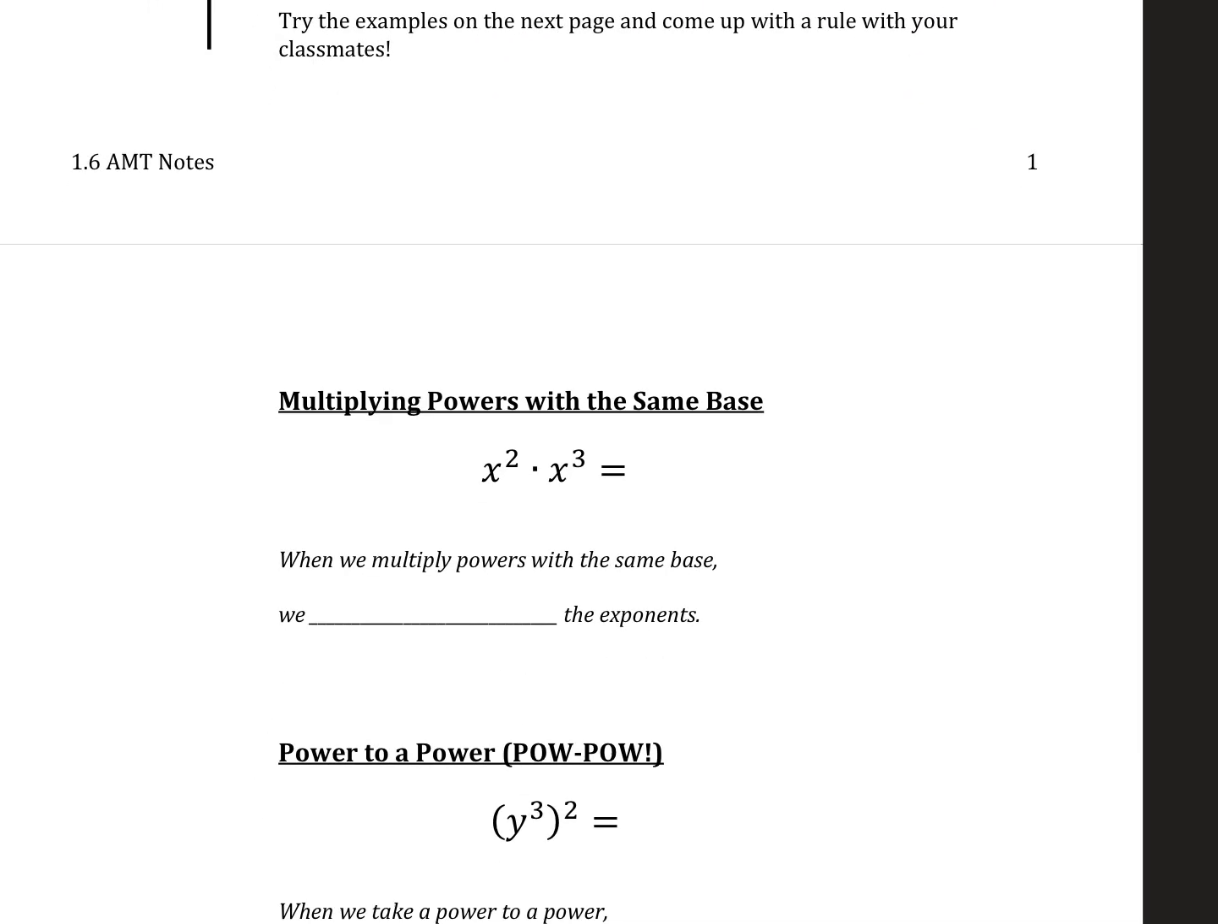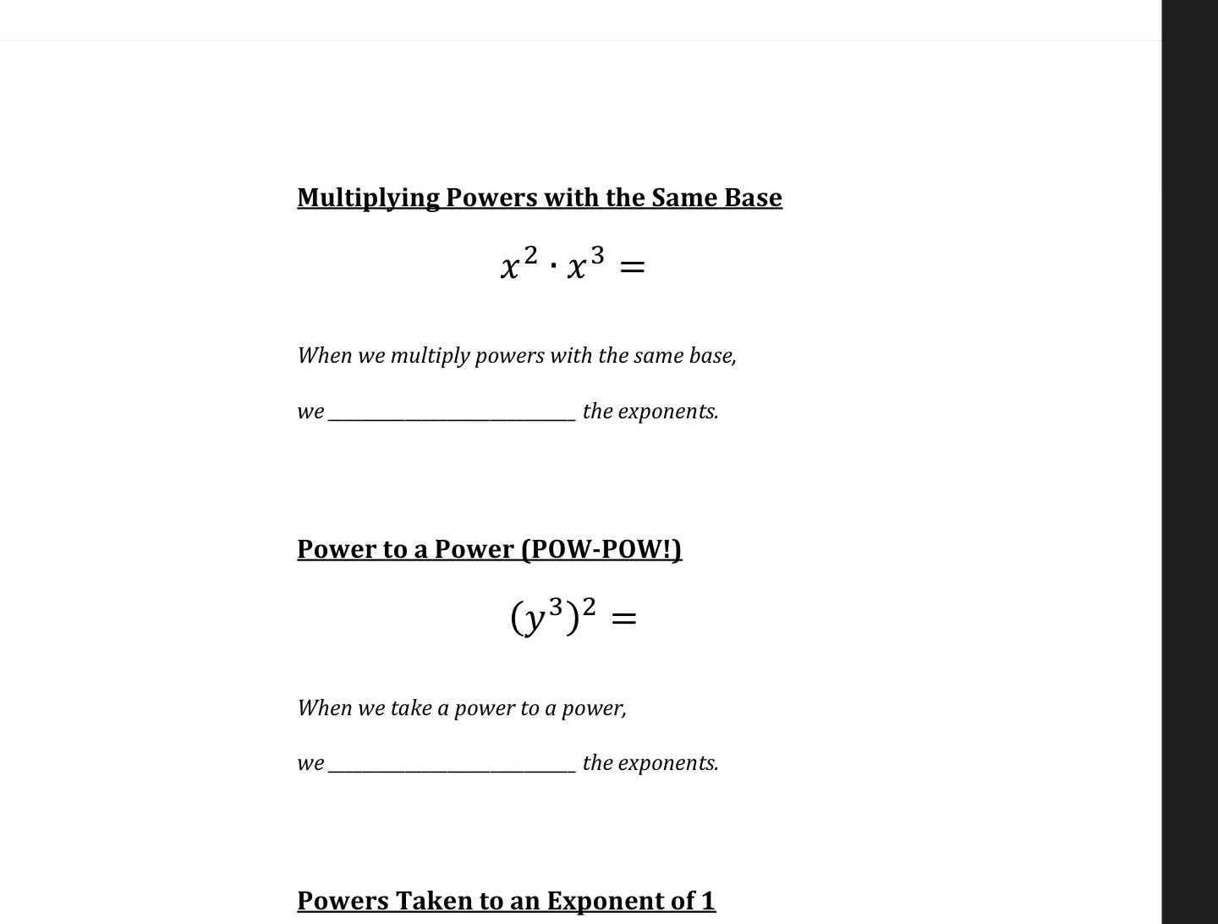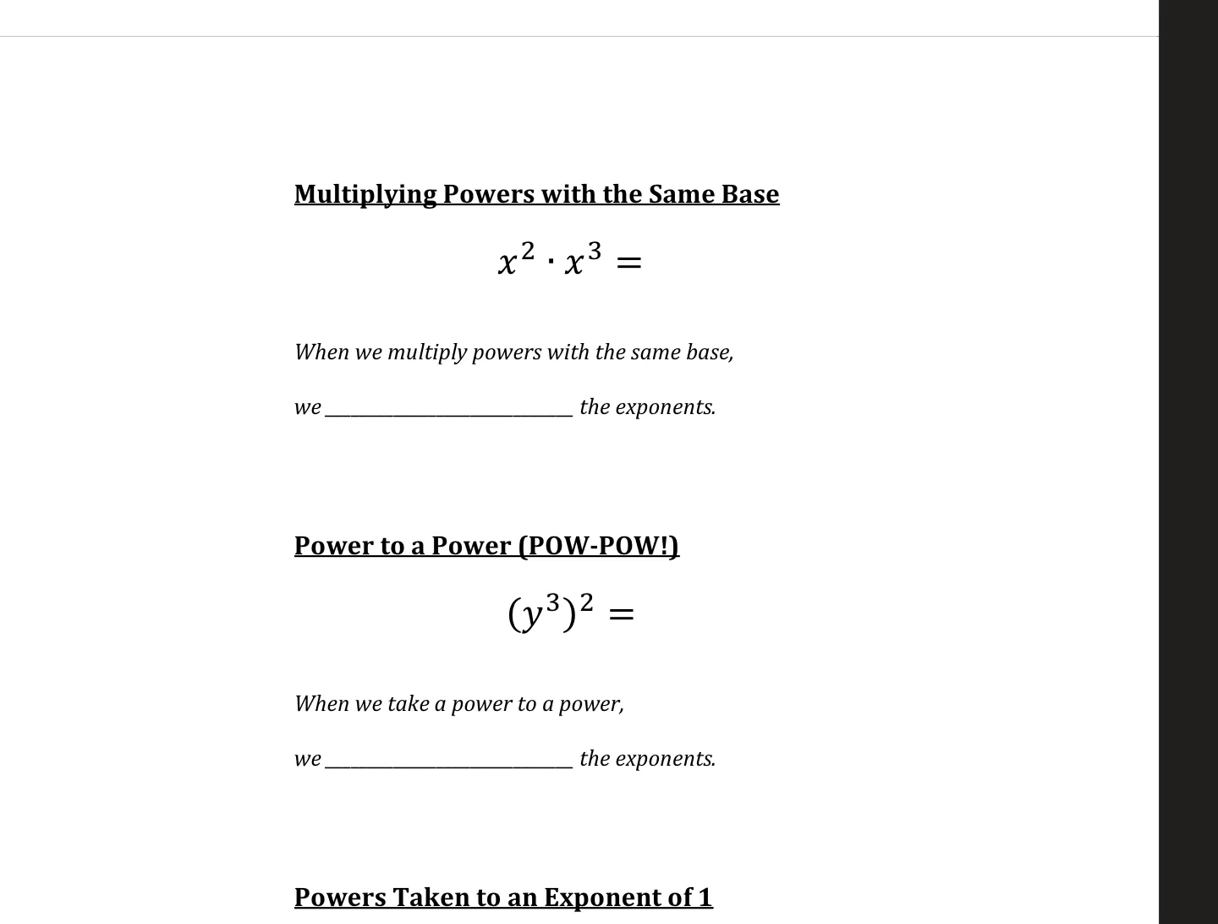Okay? Alrighty. So we have some different kinds of things here, some different properties. Why don't you pause the video and see if you can figure out what the properties are. So it says when we multiply powers with the same base, we blank the exponents. Why don't you guys fill out this whole page here? See if you can figure them out, and we'll go through them in a second.